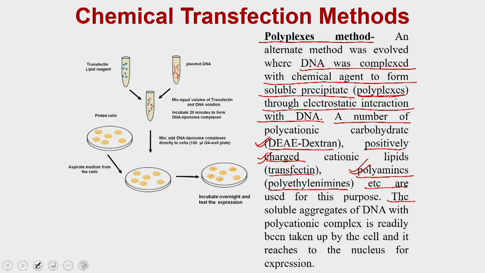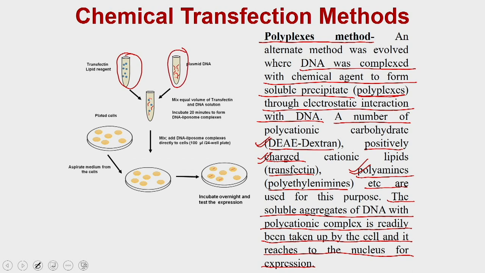The soluble aggregates of DNA with the polycationic complex are readily taken up by the cell, and reach the nucleus for expression. So what you do in this polyplexes method is you take the transfection reagent in one Eppendorf tube, and you take the plasmid DNA in another. You take equal amounts of the transfection reagent and the plasmid DNA, mix them together, and incubate for half an hour or 20 minutes to form the DNA liposome complexes.